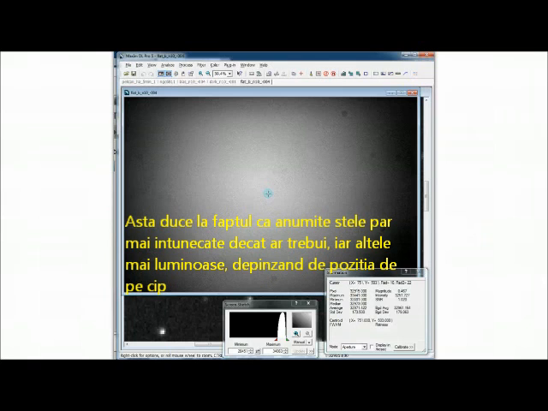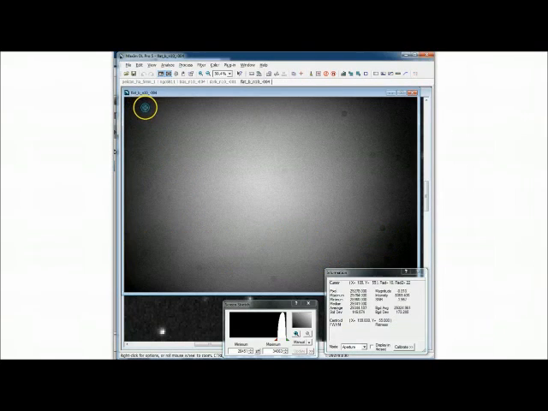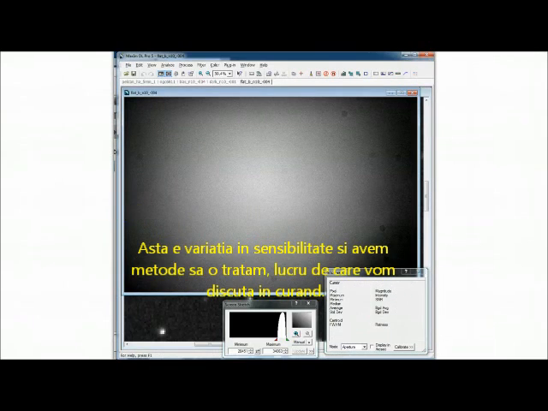So this change in sensitivity across the surface of the chip results in some stars appearing fainter than they should be, and other stars appearing a little bit brighter than they should be, dependent on their position across the chip. So you may image a star like Vega in Lyra, and if you image it in the upper left part of your chip, it will have a reading of, say, 100 pixel value, but on the bottom right of your chip it might read 120 for a pixel value. That is sensitivity variation, and there are ways of dealing with that as well, which we'll discuss soon.